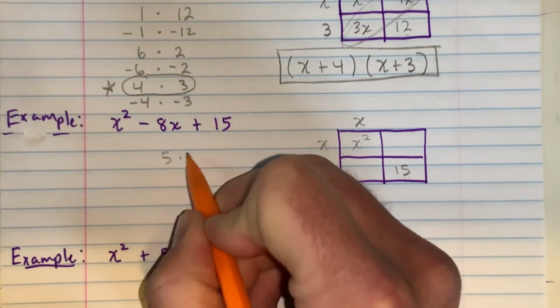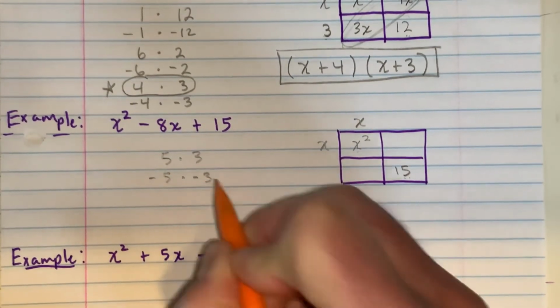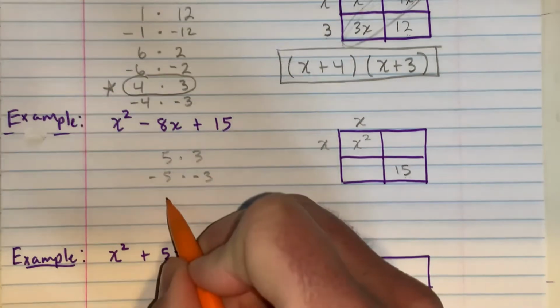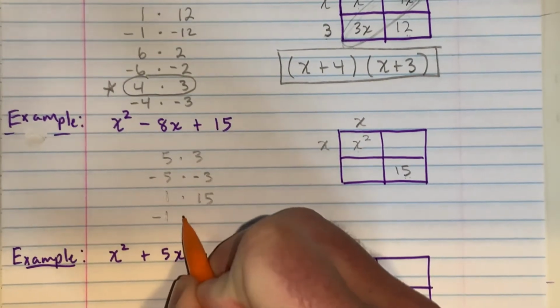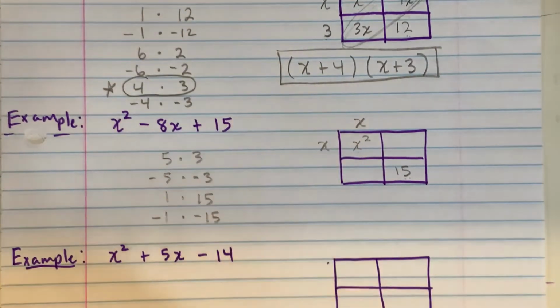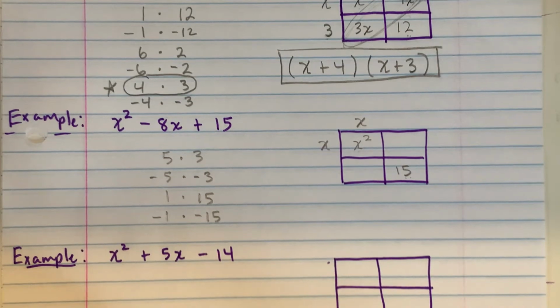We could do 5 and 3. We could do negative 5, negative 3. We could do 1 and 15. And we could do negative 1 and negative 15. So those would all give us positive 15 if we multiply.